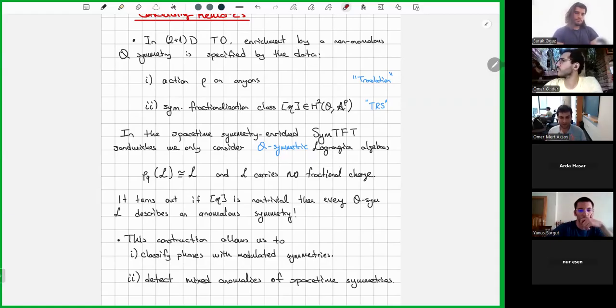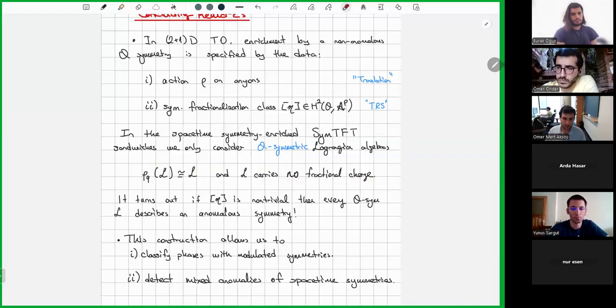So we demand that any such SymTFT must have boundary conditions that are Q-symmetric. What does Q-symmetric mean? It means that the Lagrangian algebras are invariant under the action. So little q is an element of capital Q. And then the anyons in the Lagrangian algebra carry no fractional charge. So we don't want any fractionalization.